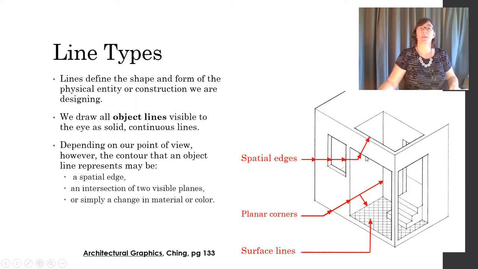They can represent an intersection of two planes, so basically a corner or where a plane turns an edge. That's right here and right here. These are corners where something turns. And the object lines could just represent a change in material or a change in color. And those are called surface lines, and we have an example here.